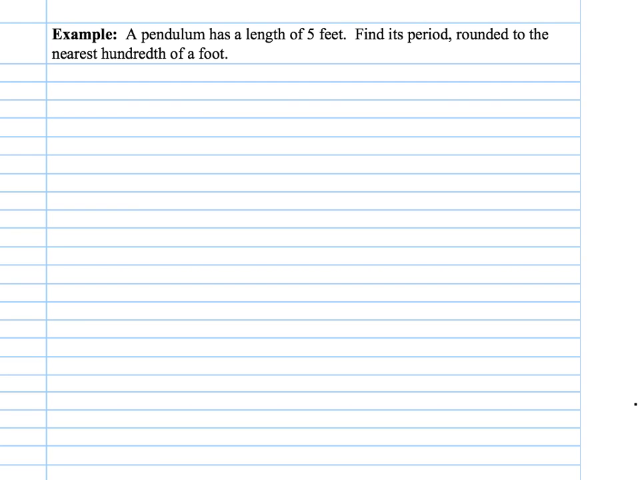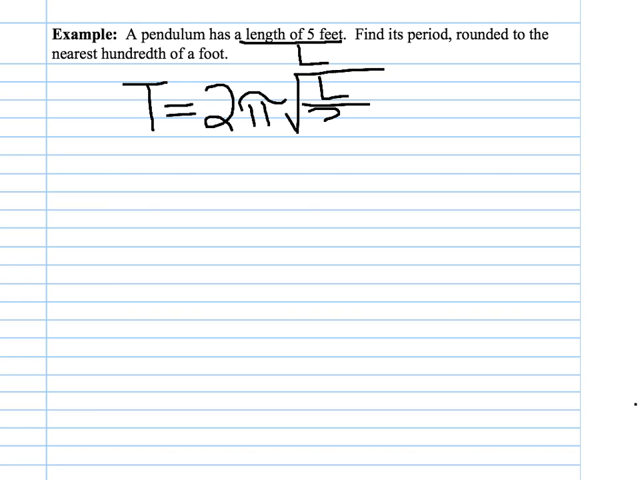Our first example here, it says a pendulum has a length of 5 feet. Find its period rounded to the nearest hundredth. Note that they give us the length, which is L, for our formula. So I'm going to use my formula, T equals 2 pi times the square root of L over 32. And notice you won't have to remember this formula. I will give it to you. I just want you to be able to use it.